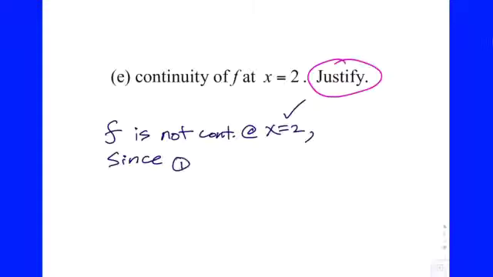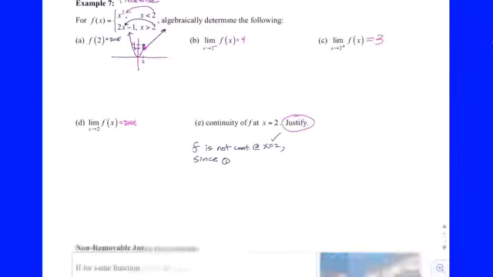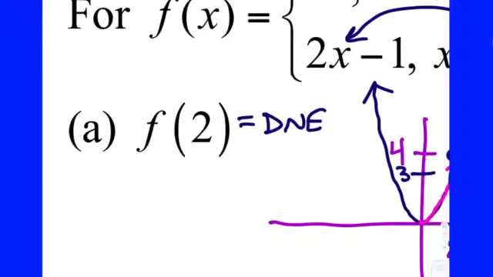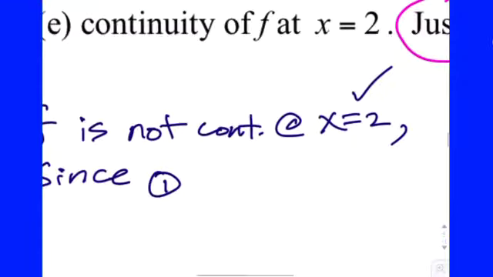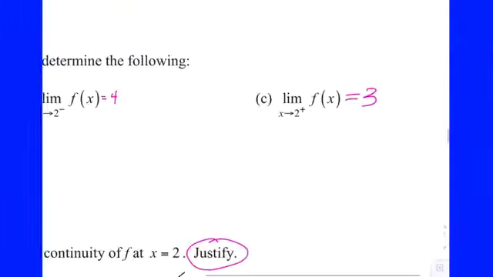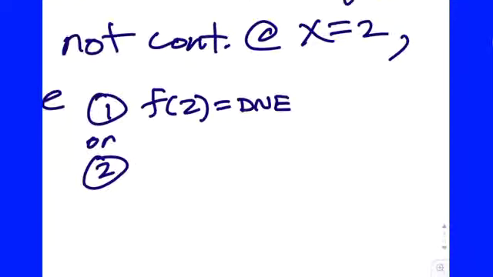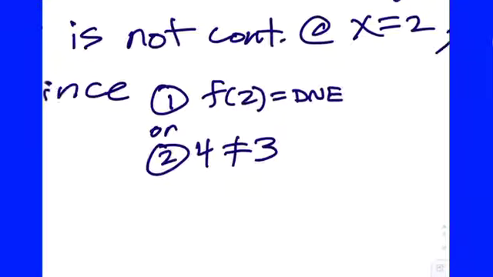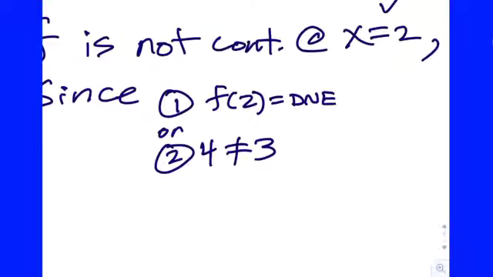There are several different reasons we can cite. So the first one could be what I said on part A, right? That could be one of the reasons. So you could say either since f of 2 equals d and e. That would be fine. Or, number 2, what else could you say? 4 does not equal 3. Very good. 4 does not equal 3. The left side and right side limits are different. So either one of those. You don't need both. Just pick one and go with it.